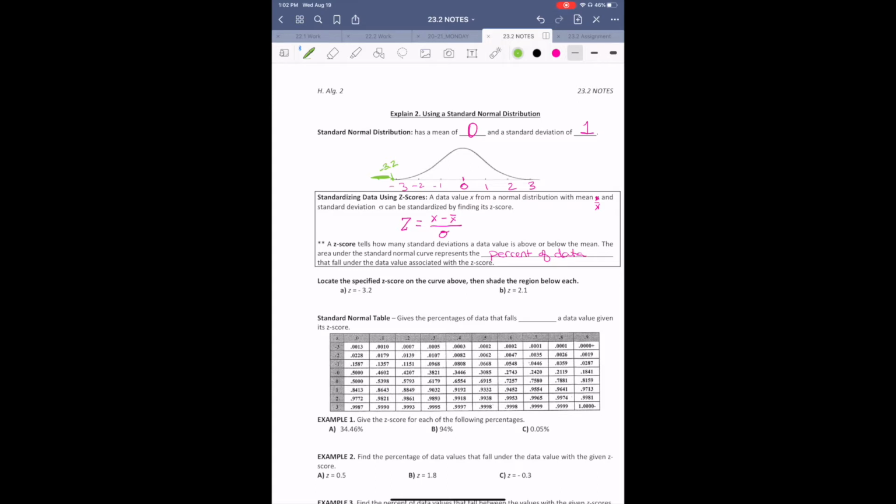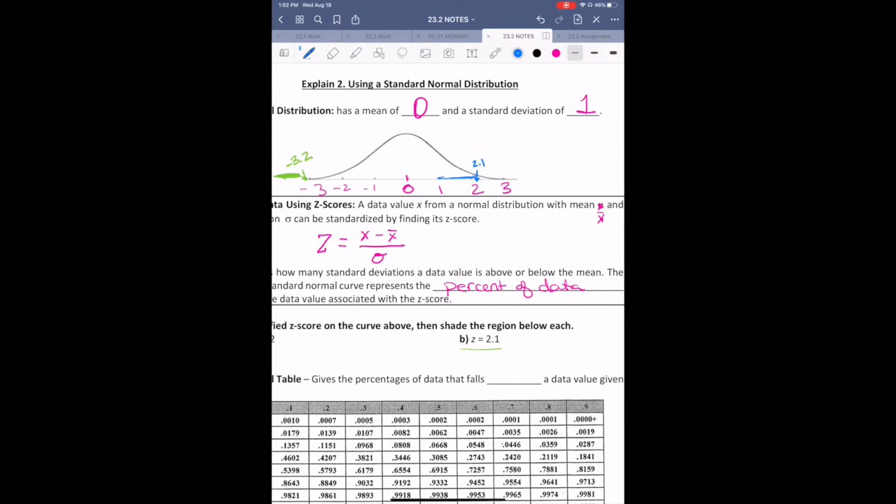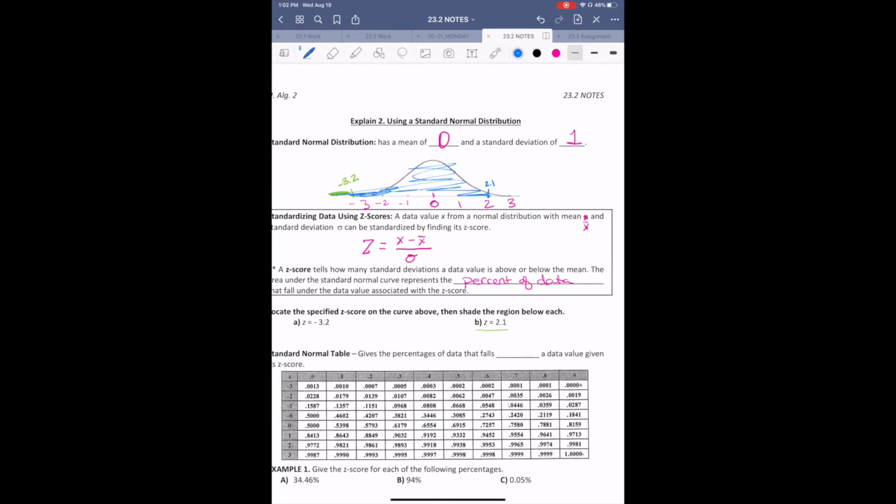If you look at B, z is equal to 2.1. Find 2.1. So I'm going to say 2.1 is about here. And everything to the left would be all of this portion, the rest of the bell curve. So this is how we identify the percentage using z-score.